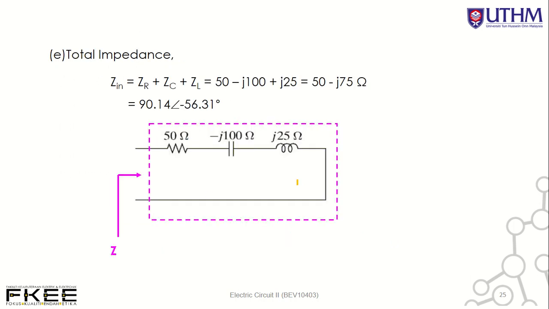Then you can redraw your phasor domain circuit. So what is the total impedance? Total impedance is the summation of ZR plus ZC plus ZL. And then you can get your Z total, or Z input, Z seen from the input.